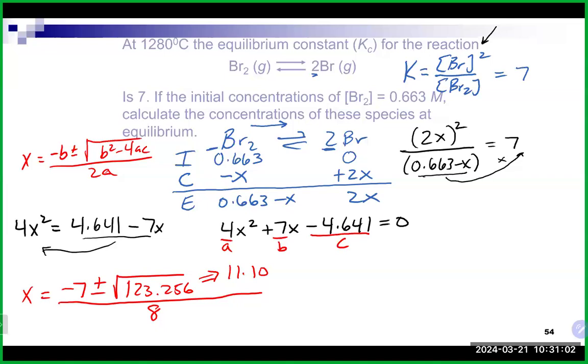All right, so we're going to get our 2x values here. I'm going to do the plus first. So that's going to give me minus 7 plus 11.10 divided by 8, which will give me 0.513. I am now going to do the subtraction instead. So that's going to be negative 7 minus 11.10 divided by 8, going to give me a negative 2.263.